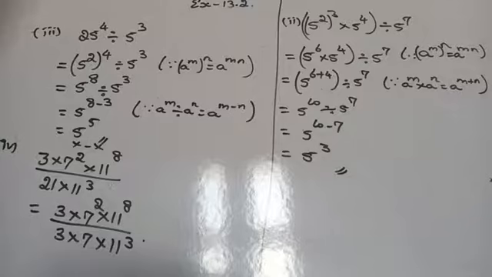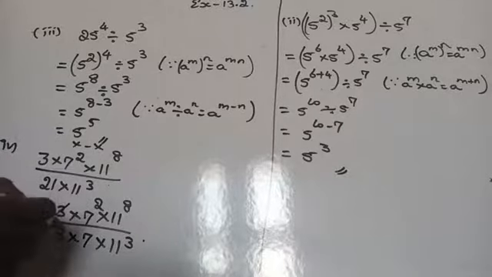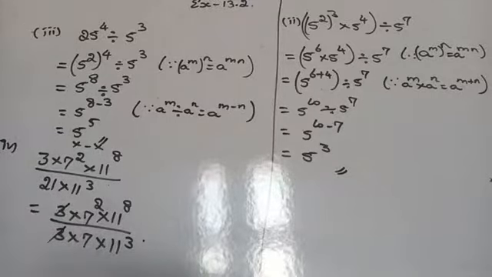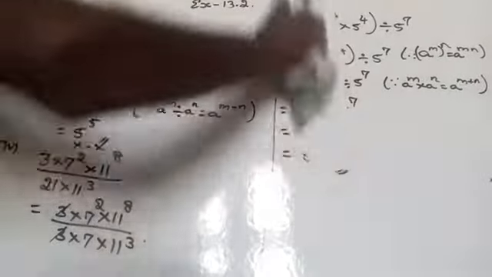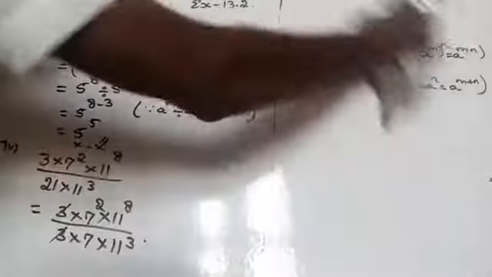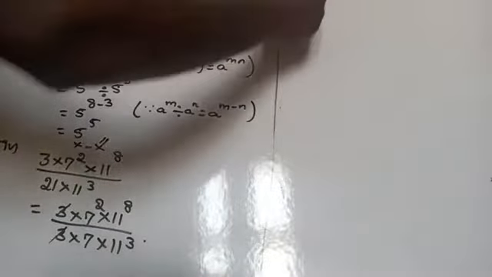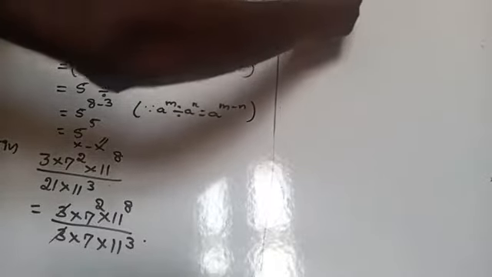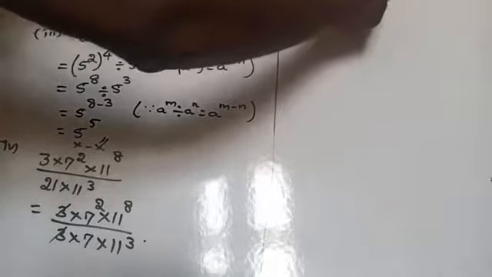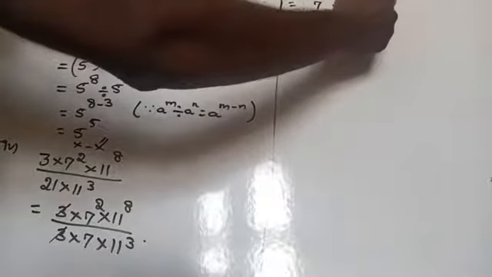Are you getting, children? Yes. Now what you can do? You can cancel these 3. So what is left out? 7 power 2 into 11 power 8 by 7 into 11 power 3. What is that? 7 power 2 by 7 power 1 into 11 power 8 divided by 11 power 3.